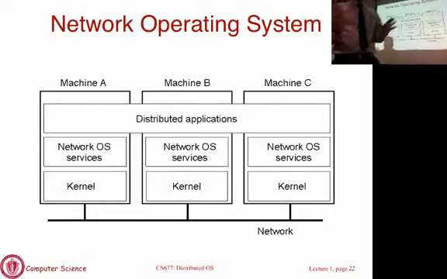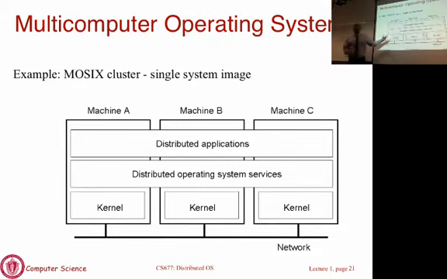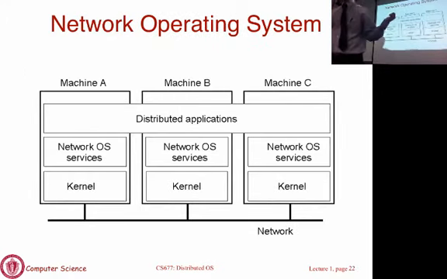Now, although this would be nice to have, this is a lot more complicated to make work well. So what you have in practice is a network operating system, which is just Linux or Windows or Mac, and then it uses networking support to write applications.